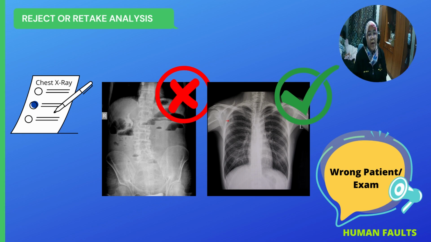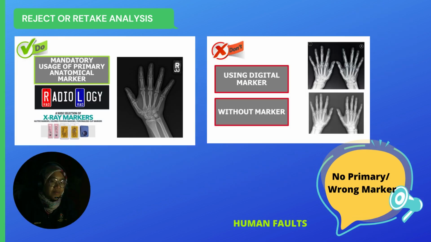And then wrong examination. It can happen. Ordering chest X-ray, but you did perform abdomen X-ray. Also, this cannot be accepted. This is the reason why we need to reject or retake.